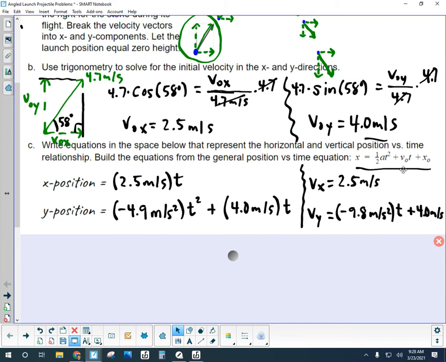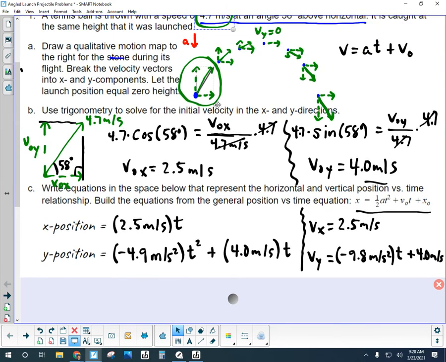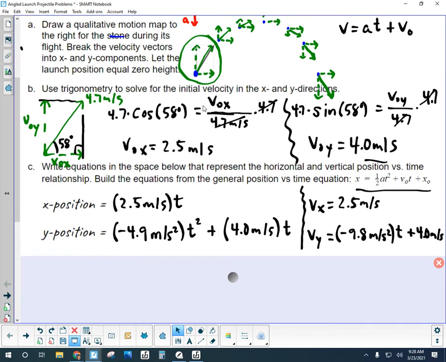The middle term, v0t, that's the starting velocity times time. Again, I don't want to use 4.7. I want to use the starting y velocity, 4.0, times time. The y0 term here would be the up-down initial position. And for an object that is launched and caught at the same height, or launched and lands at the same height, it's easiest to just say that that initial position is 0. Okay, so that term drops out of the equation.